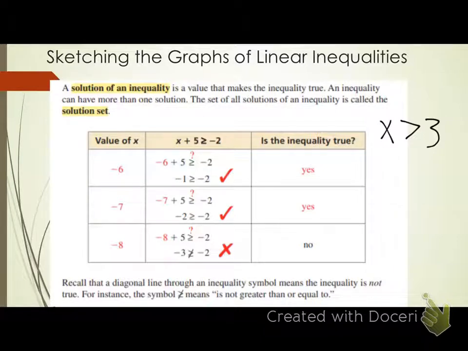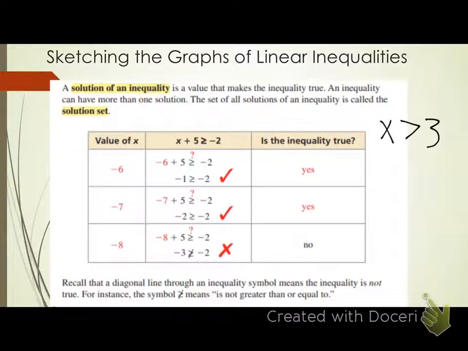-2. Is -2 greater than or equal to -2? Yes. Remember, for inequalities, it has to fit one of the conditions, not both of them at the same time. It has to be either greater than or equal to. So -2 is equal to -2, so it fits one of my conditions, so it is true. -7 is a solution. Does that make sense?